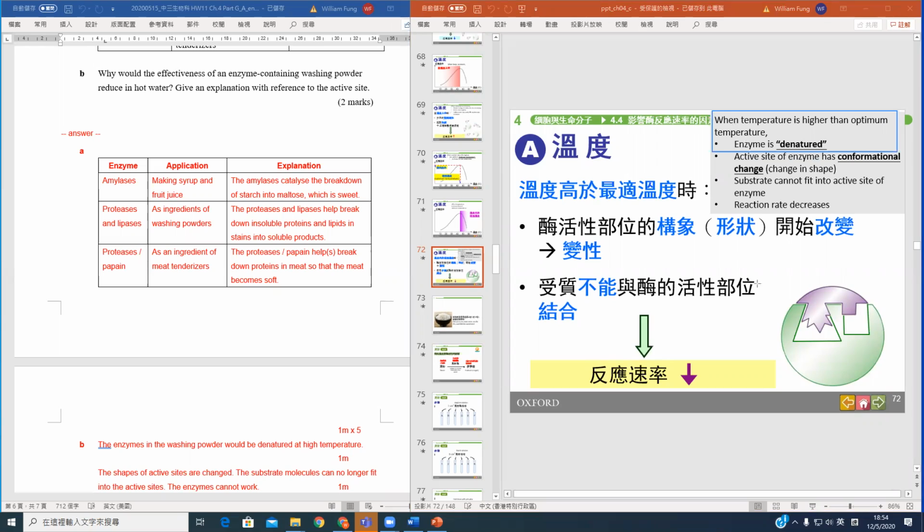Enzyme is denatured. What does it mean by denaturation? It means that the active site of enzyme is changed in shape. You can see that green part. The active site is changed in shape. So the substrate molecules in purple can no longer fit into the active site, so the enzyme does not work. Okay, denature, first point. Second point, shape of active site is changed, and the substrate molecule can no longer fit into that. So the enzyme does not work. This is a perfect answer.